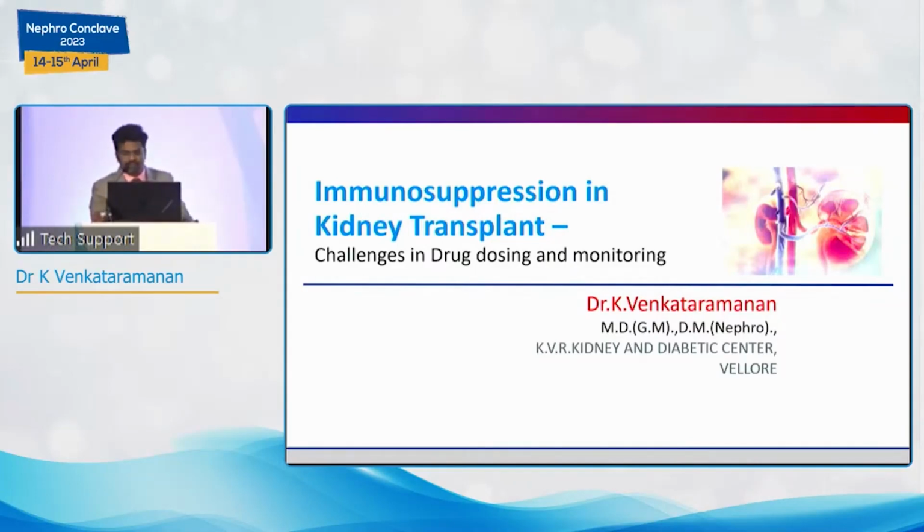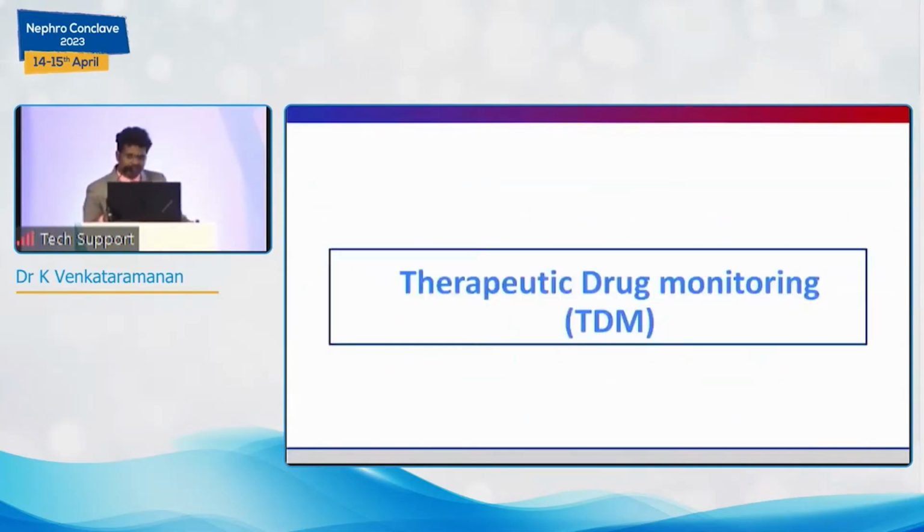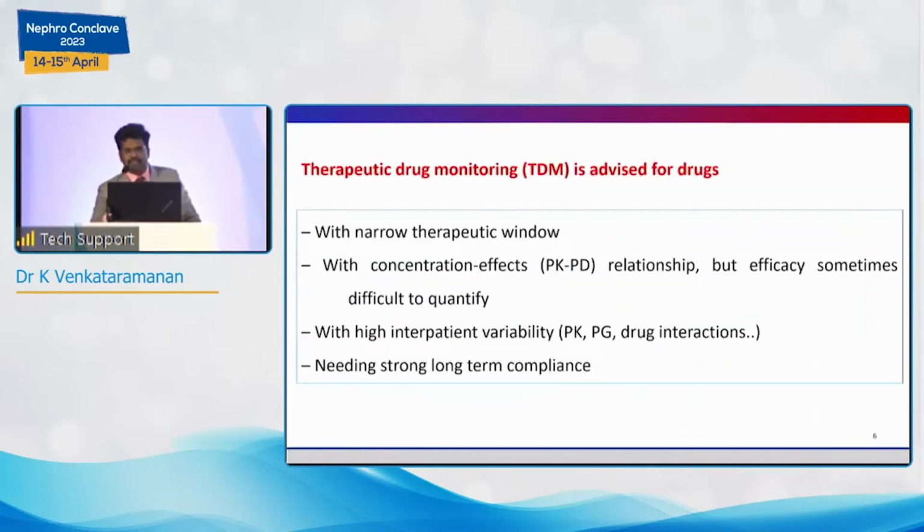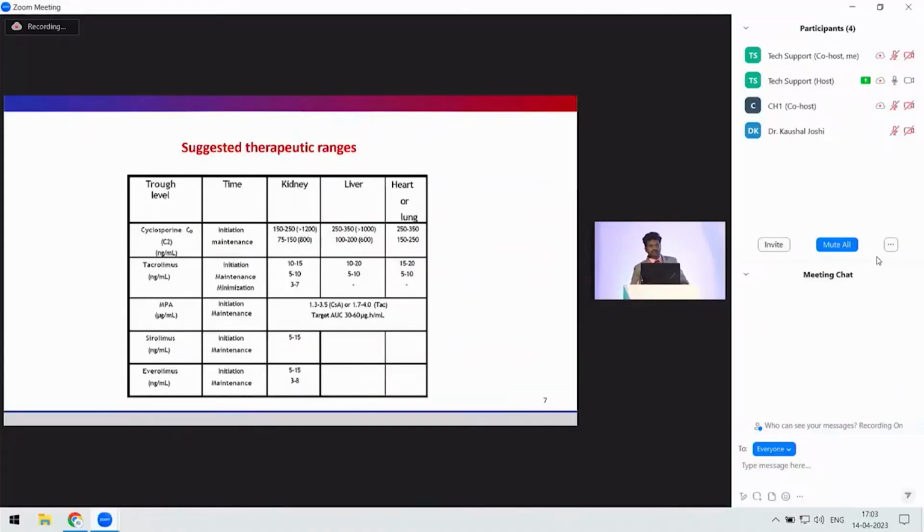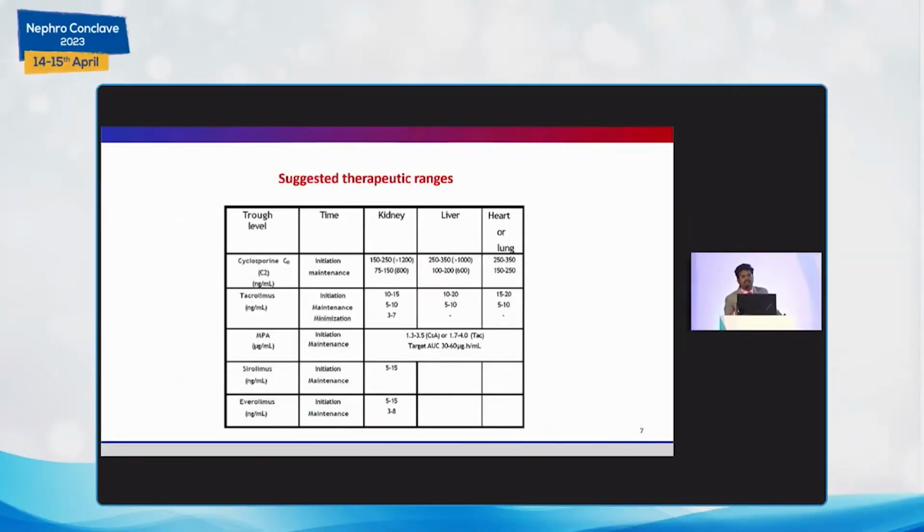Thank you. Regarding immunosuppression in kidney transplant, there are challenges in drug dosing. TDM, therapeutic drug monitoring, is advised for these drugs, which have a narrow therapeutic window. Most centers are not monitoring MPA, but I think CMC is monitoring the MPA level to maintain the therapeutic window, and also sirolimus and everolimus, which varies with C0 or C2. And for tacrolimus, at initiation we maintain between 10 to 15 nanogram, after that 5 to 10, and after 6 months to 1 year around 5 to 6.